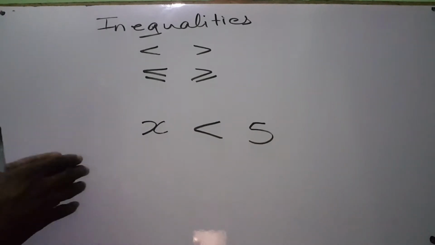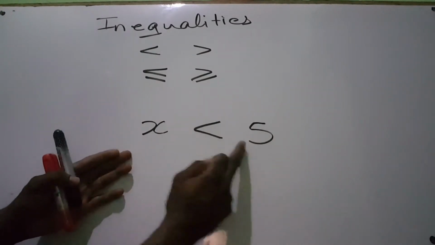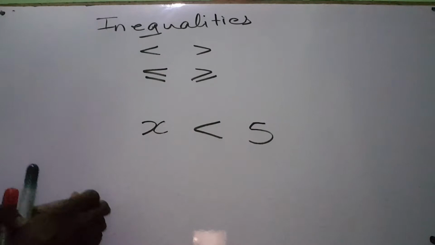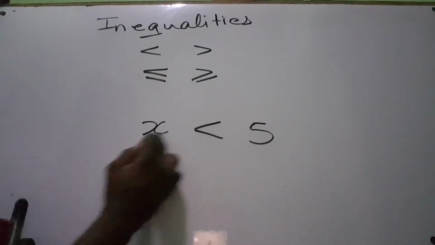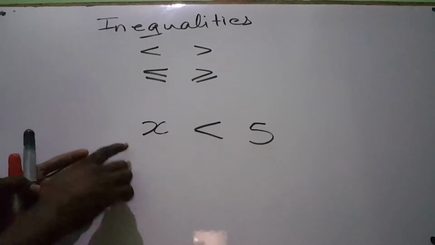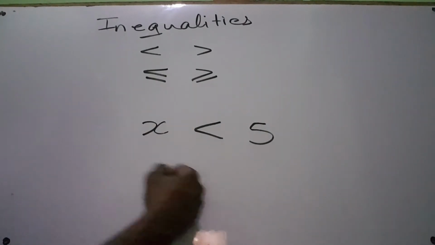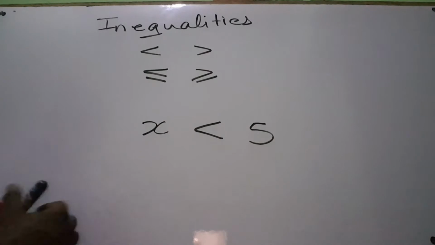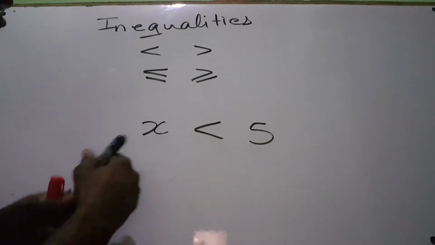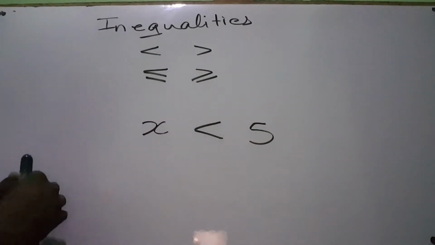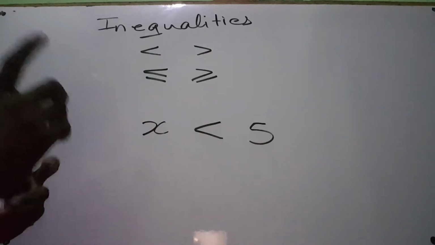So in the same breath that I'm saying x is less than 5, I can also say 5 is greater than x. So depending on which side I'm reading from, I might say less than or greater than. It means then that this sign is the same as that sign, depending on where I'm reading it from.